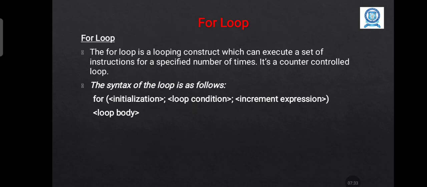Then the for loop. The for loop is one of the very important looping constructs which also can execute a set of instructions for a specific number of times based upon the condition checking and the condition evaluation. For the for loop we will have certain things. First of all, initialization of the variable, then the condition checking, then the variable manipulation, or increment or decrement expression. After the for statement we will have the body of the loop or set of statements.